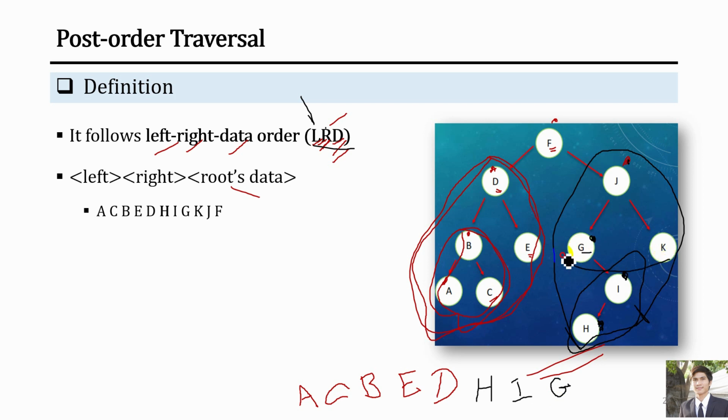Considering this subtree, I is the root. The right of G is K, right? So we got K. And then right is done, and based on the rule left, right, data, which is J now. And lastly is F, the root, which becomes the last data in our visit. We can see this is our output using the post order format: left, right, and data.